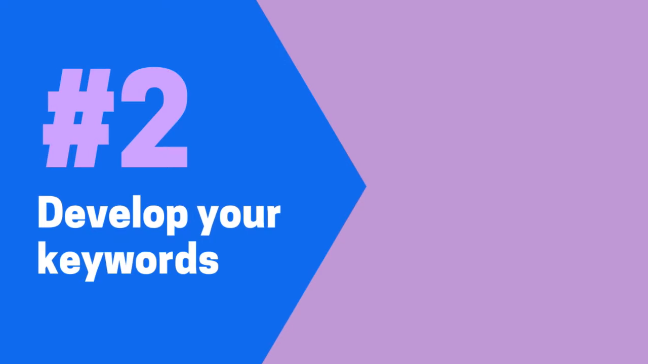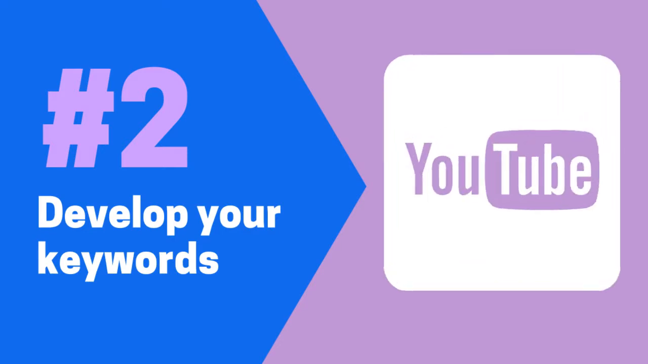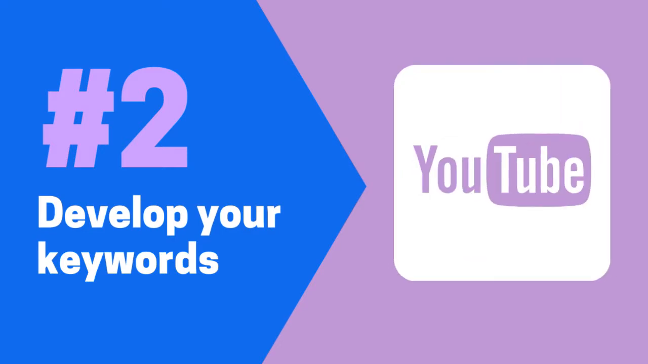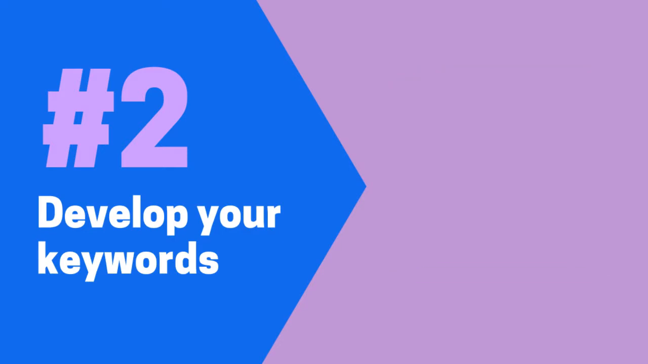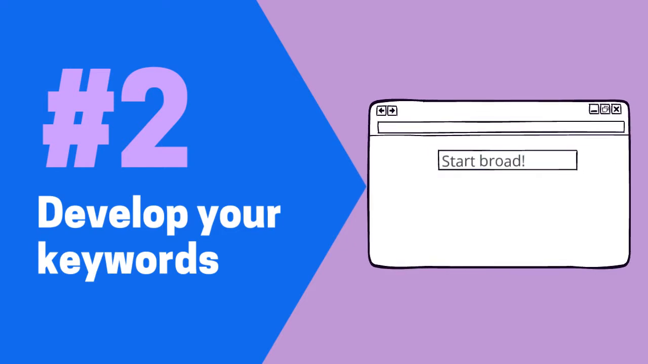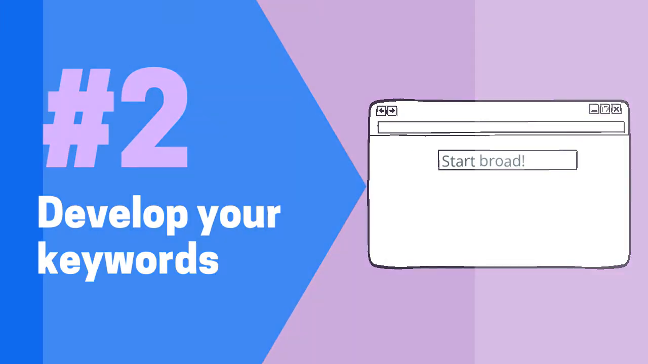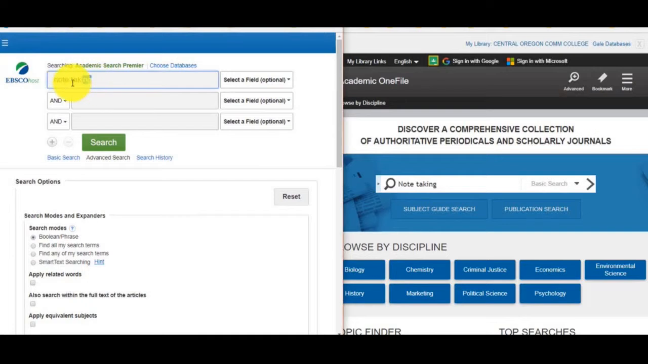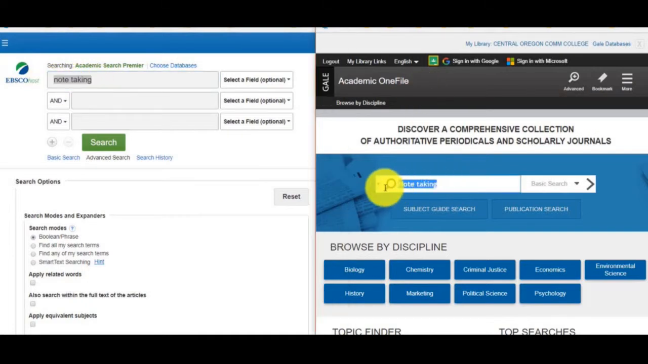Now that we know where to search, we need to type in words to start our search. Check out the video for developing keywords on the Barber Library YouTube channel if you need additional tips. But a quick recommendation to help us now is to start broad. For example, in this video, I'll be researching on the topic of note-taking as an important study strategy. Starting broad, I'll type into the search bar, note-taking.